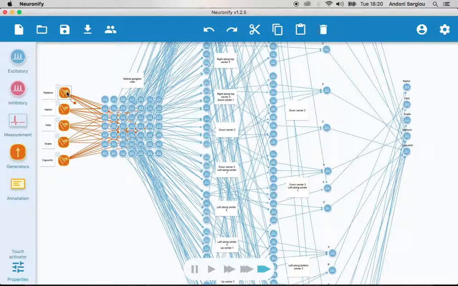So it's now in the second layer of the network, and we now look at the final layer, the output layer. There we go, platform has just fired. So that's correct.